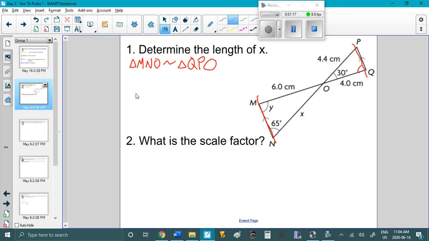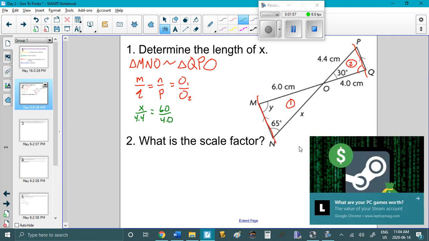Okay, so now if we're going to solve for a side, we would write the lowercase letters for the side. So M over Q is equal to N over P is equal to O1 over O2. And again, I just label those so that I know which O I'm talking about, and we'll go from there. So now I'm going to plug in. Little m is actually side x. Little q, across from angle Q, is 4.4. Little n is 6.0. Little p, across from angle P, is 4.0.